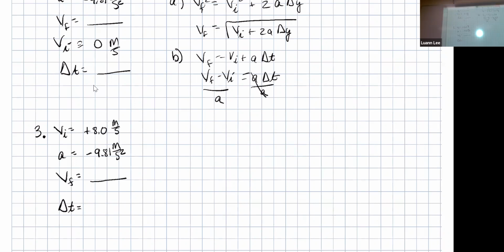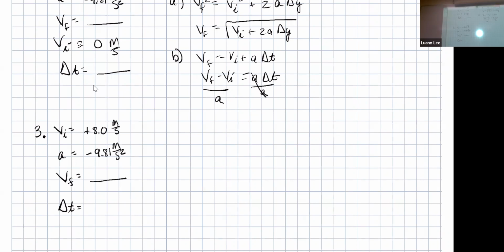Would it be positive 9.81 since it's vertically upward? No, because the acceleration, gravity is always pulling down. It doesn't matter where this is. Gravity is going to accelerate in a downward direction. So gravity is always negative. So that's easy, and that is what makes the up and down motion easier, because we always know the acceleration if you're on Earth.